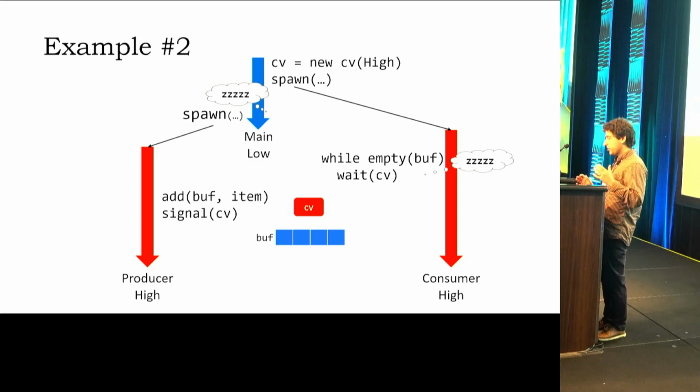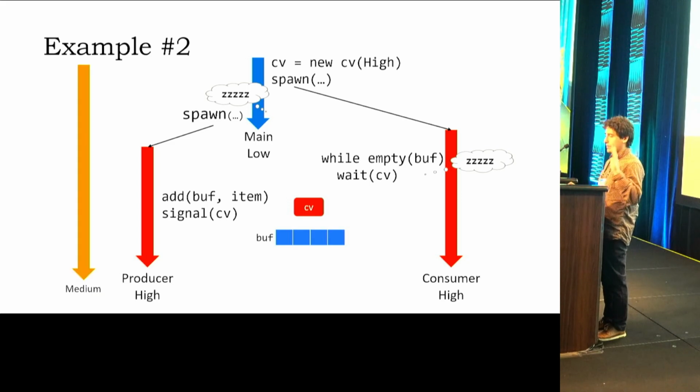And maybe we also, for the sake of argument, have our pesky medium priority thread there. The priority inversion we have is actually not between these two high priority threads, the consumer and the producer. The priority inversion is actually between the consumer waiting for this low priority main thread to actually even spawn the producer. So we have kind of a second order priority inversion here.